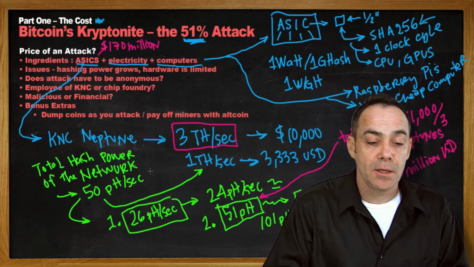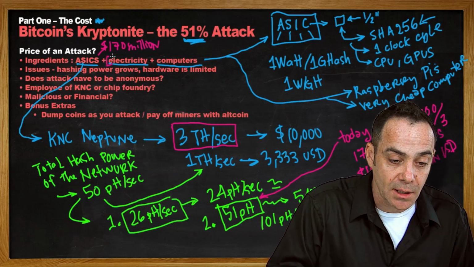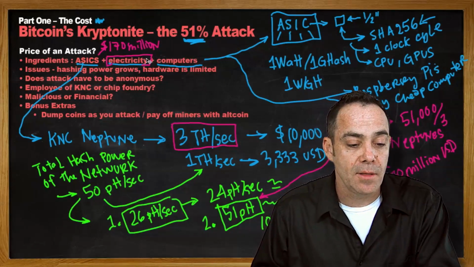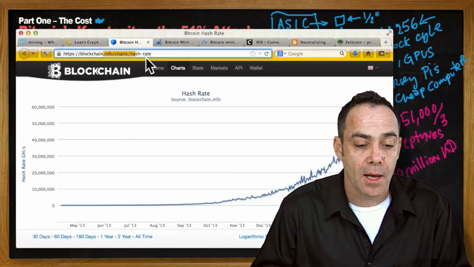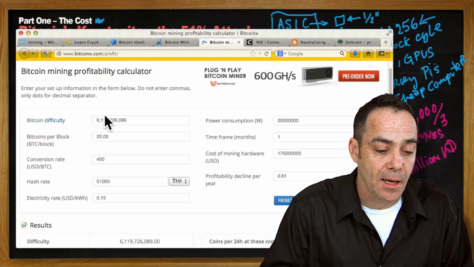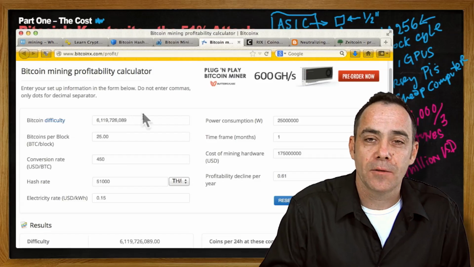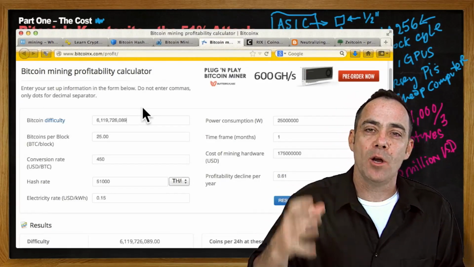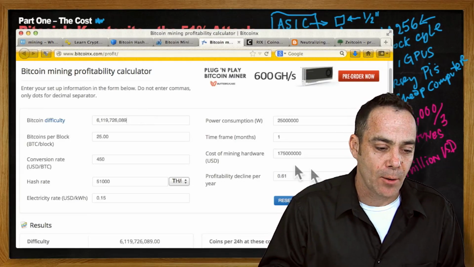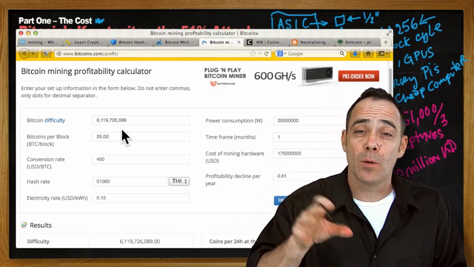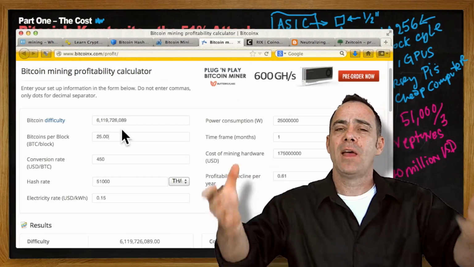Okay, so the next thing we need to do is figure out how much electricity we're going to need today to run our 51% attack. And fortunately, that's also kind of available online. So we'll go to this Bitcoin mining profitability calculator. And here, hopefully, it's giving you the current difficulty, but it's actually not even important to know the difficulty as long as we know that we have 51% of the hashing power. Bitcoins per block, again, not that big a deal if we just want to run a 51% attack, regardless of how much we're going to make.